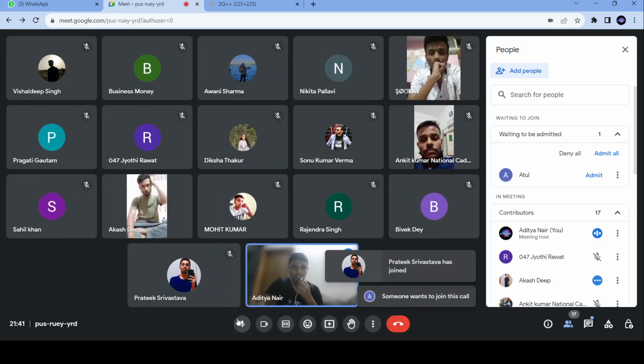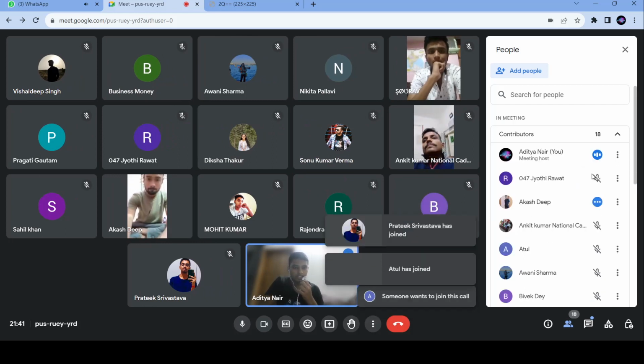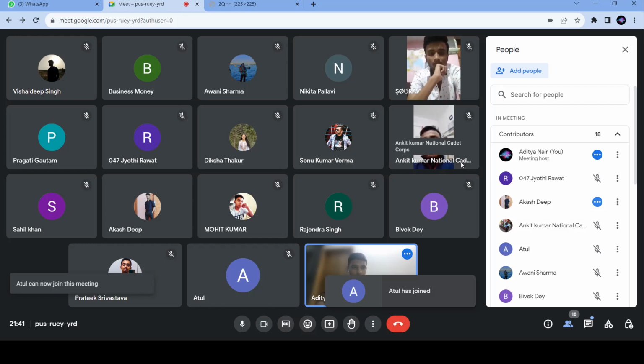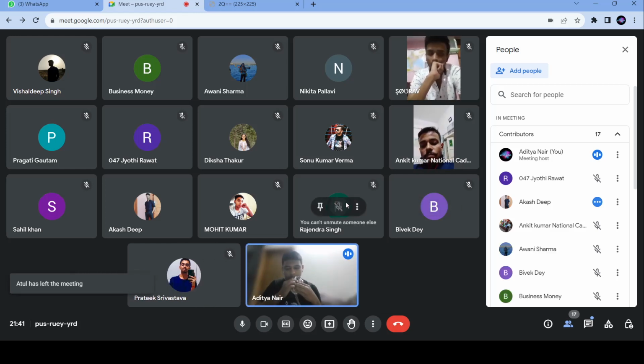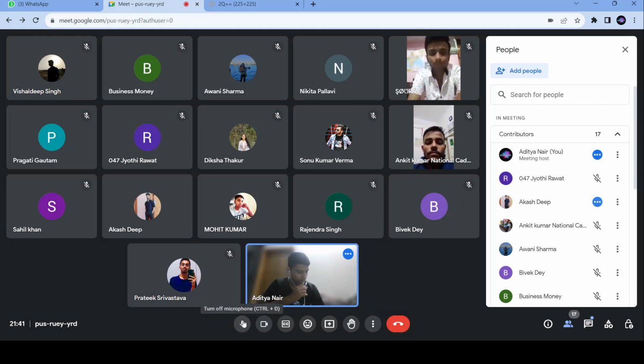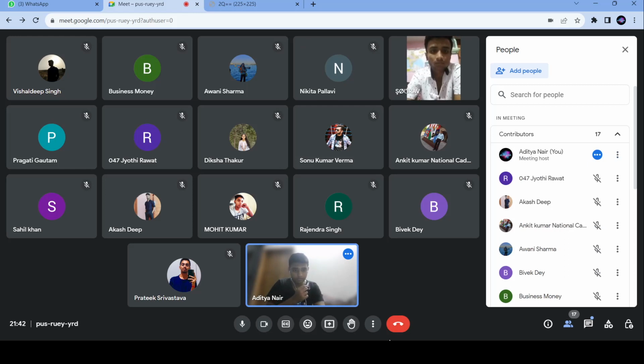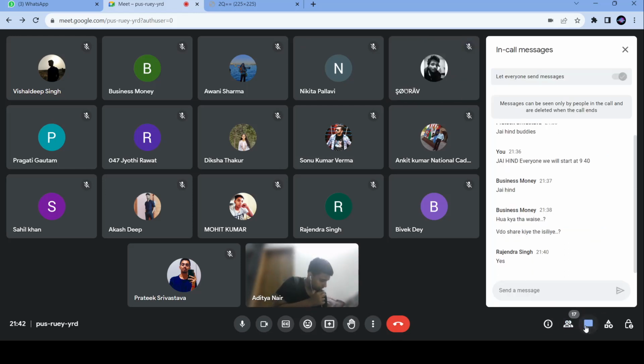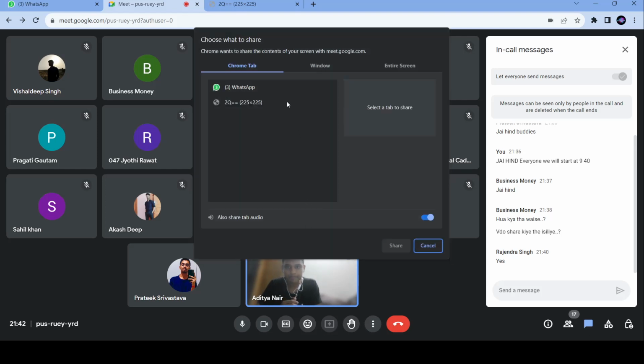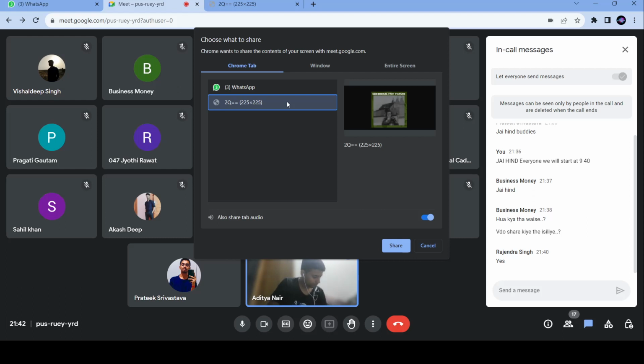So I'll be sharing the picture here with the help of screen share. Also, I will be sharing it in the WhatsApp group as well, and we'll be doing it as per the time itself. So if everyone is ready, we can go ahead. So okay, I'll be sharing the picture now. So as soon as the picture is shared, I'll start the timer for the 30 seconds.